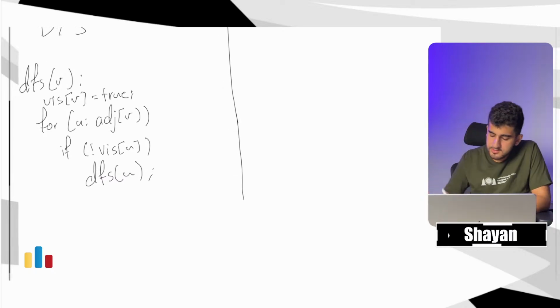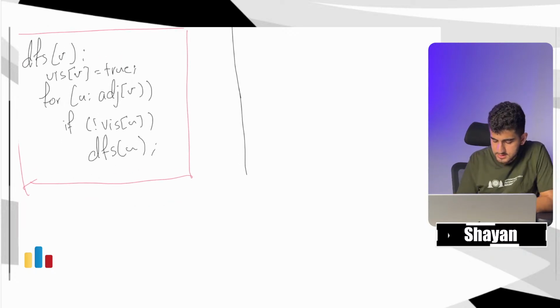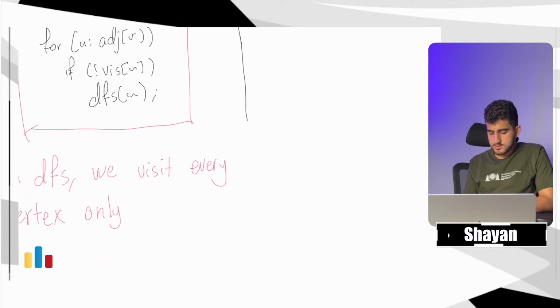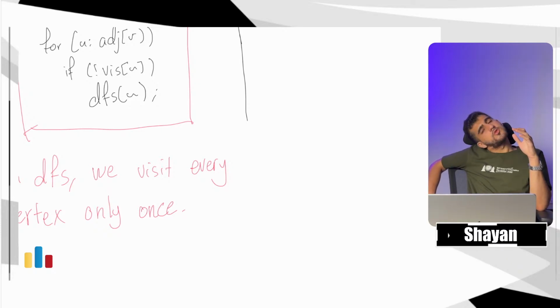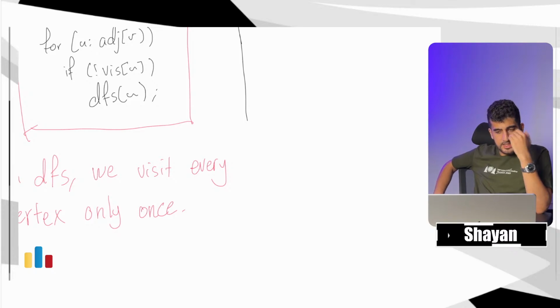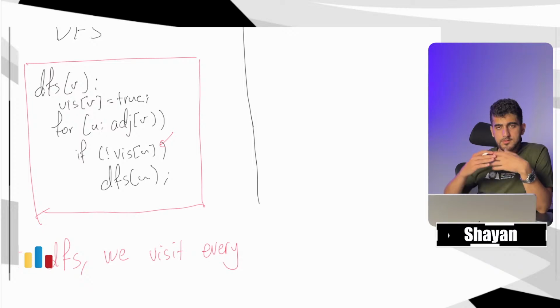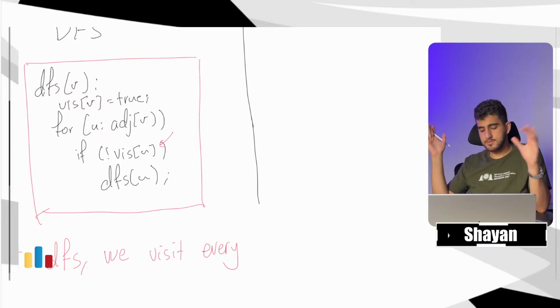Well, the point is, do you agree that in DFS we visit every vertex only once? We will not go to the DFS of a vertex more than once. Do you agree with that? Next time we see that it is visited, so we will not call it. So we will visit the DFS of each vertex only once.